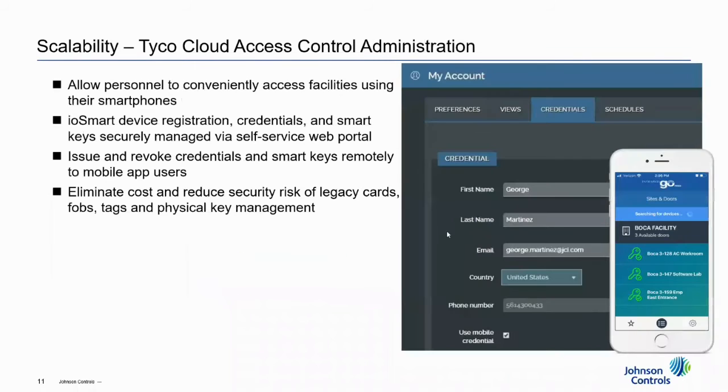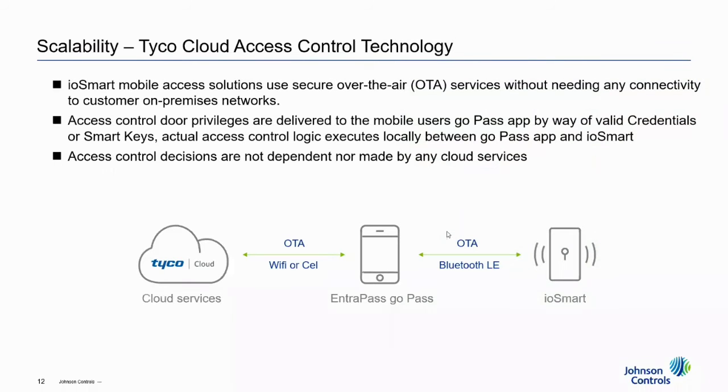Okay, if we look at this example down here, we have this Voca facility. There are basically 3 doors. So what the user, the cardholder, needs to do is to launch the Enterpass Go Pass application and select the door that he wants to access. So once the cardholder selects that, the Go Pass application will communicate via Bluetooth to the IO Smart reader. And if the credential matches, the IO Smart reader will release the door.